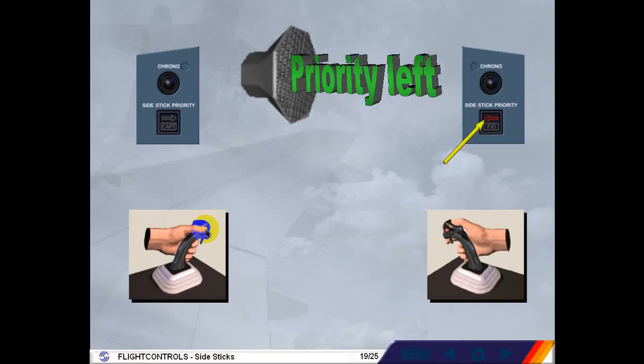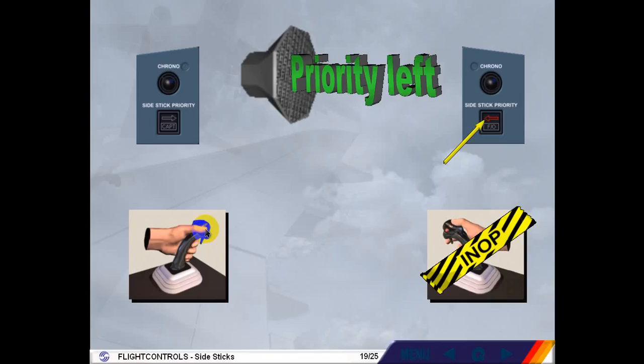Notice there is also a red side stick priority arrow in front of the first officer, indicating that his side stick is inoperative. The arrow points left, showing that the captain has control. If the first officer had taken over, the message would have been priority right, and the red arrow in front of the captain would have illuminated.